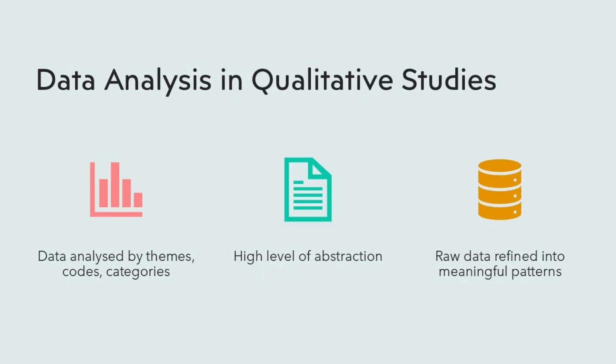Data analysis in qualitative studies. Once data is collected and securely stored, researchers begin the process of analysis. This involves coding and categorizing the data into themes, dimensions, or patterns. Qualitative data analysis is inherently interpretive and abstract. Researchers move from raw textual or visual data to conceptual understandings that help explain the research question. This step is often iterative, meaning researchers return to the data multiple times to refine their themes.